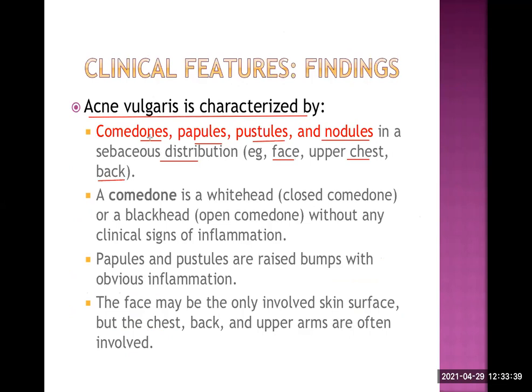Comedone, black and white comedone. Papules are very small nodules, less than 5 millimeter in size. Pustules are the pus-filled vesicles, and nodules are the larger type of papule. A comedone is a white head, also known as closed comedone, or a black head, which is a partially open comedone, without any clinical signs of inflammation. Quite a common clinical feature. Papules and pustules are raised bumps with obvious inflammation, and pustule means pus-filled vesicle. The face may be the only involved skin surface, but the chest, back, and upper arms are often involved.